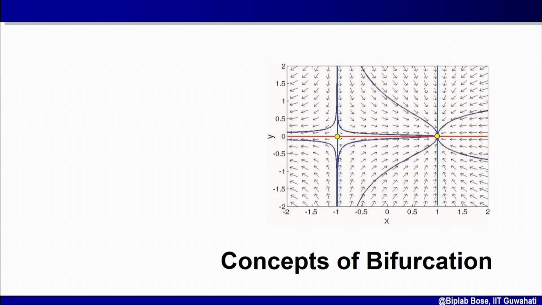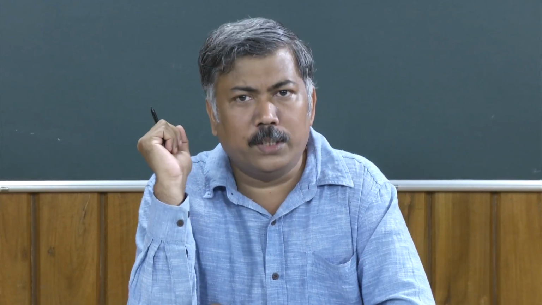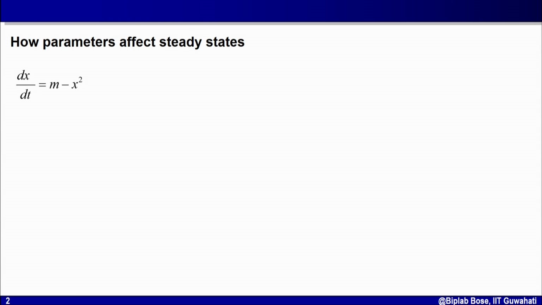So let us look into this issue. To understand the effect of a parameter on the dynamics of a system, let us take a particular example. A simple ODE I have taken: dx/dt equals m minus x squared. So m is my parameter which remains constant, does not change with time. I want to see how the dynamics of this system, or the system property represented by this ODE, is getting affected by the numerical value of m.